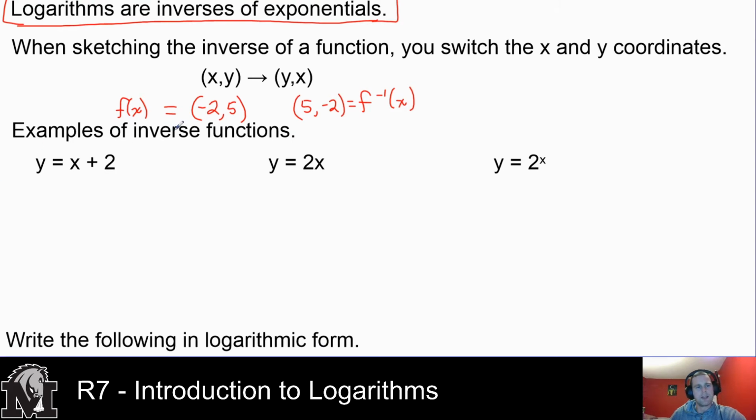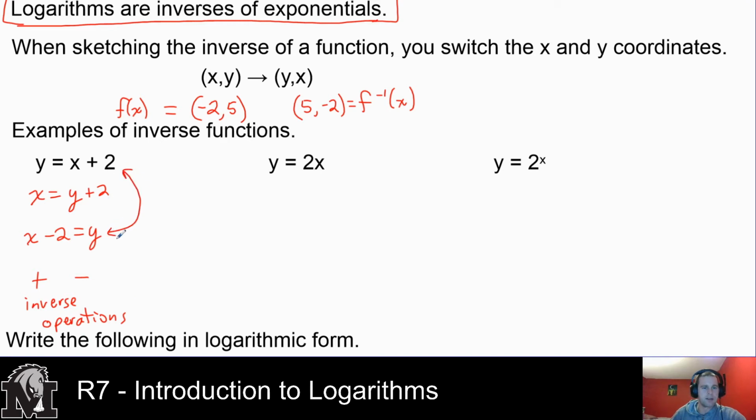And then we're going to give you some examples of inverse functions. So again, to find the inverse, we switch x and y. So we're going to say x is equal to y plus 2. And then we want to isolate for y. So we're going to subtract 2 from both sides. x minus 2 equals y. So you'll notice that my original is x plus 2. The inverse is x minus 2. So addition and subtraction are inverse operations. Also, this is the inverse of that.